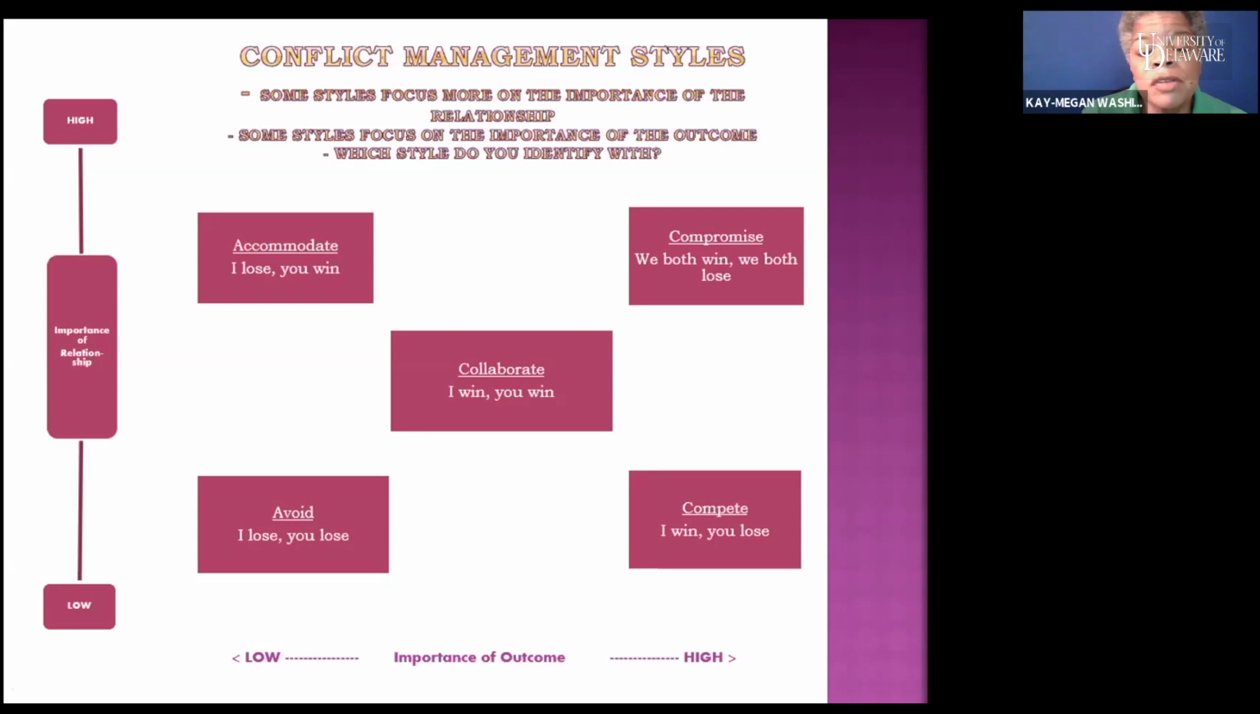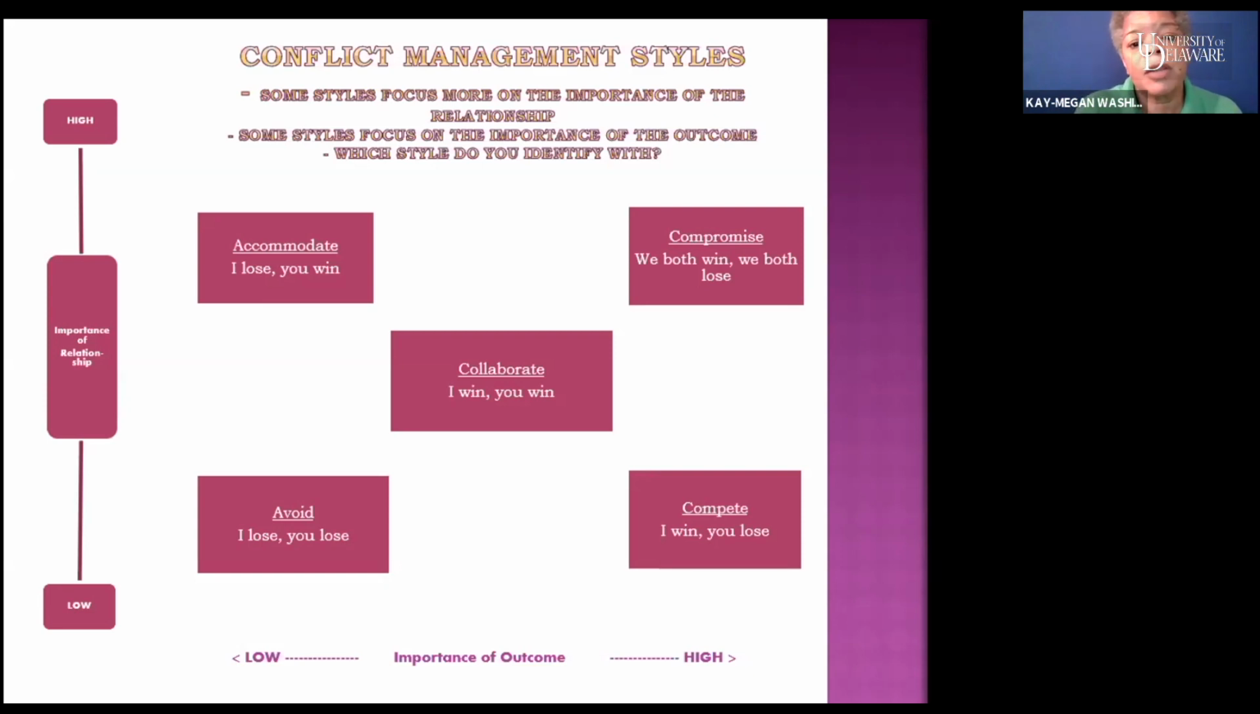However, if the importance of the relationship is low and the importance of the outcome is high, for example, political arguments on the internet. You don't know these people. You don't even know their real names. But the issues that you're arguing about are things that are very emotionally important to you. Then you compete. Somebody's got to win, somebody's got to lose.